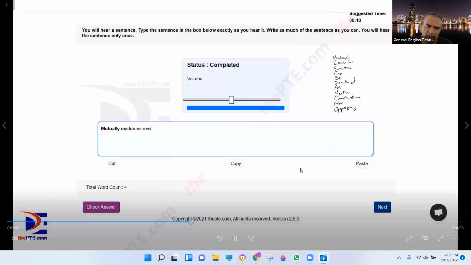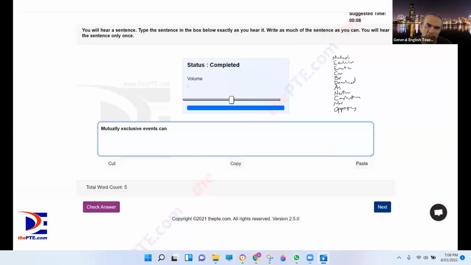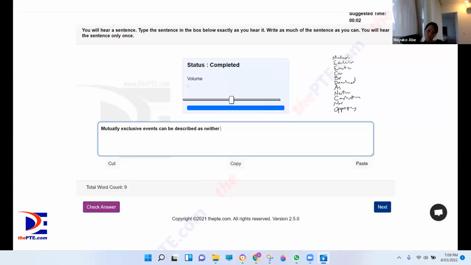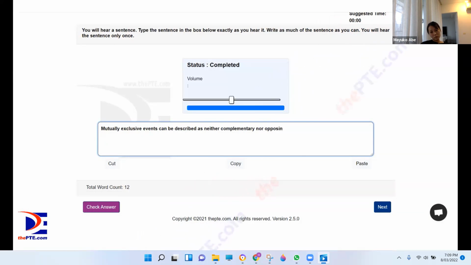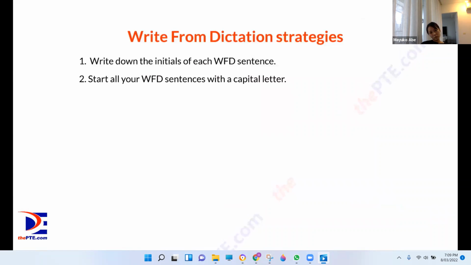Mutually exclusive events can be described as neither complementary nor opposing. And full stop. Number 2. Make sure you start your sentence with a capital letter. If you don't, you will lose a lot of points.